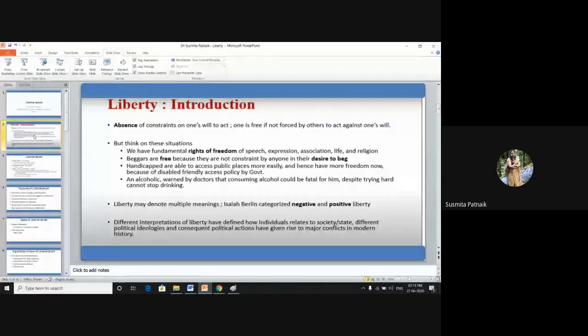Liberty means to do everything with your own will without interfering with others. For example, one political philosopher once said that you have the right to do everything, but your right should be restricted where others' rights begin. Now you have the right to do anything. Suppose liberty says I can walk, write, read, everything. This is your liberty, but your liberty should be restricted at the sphere where others' rights begin.